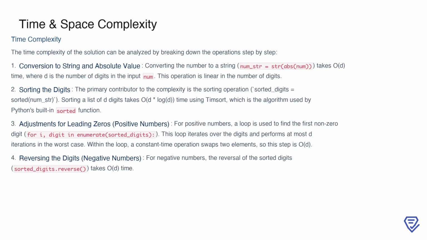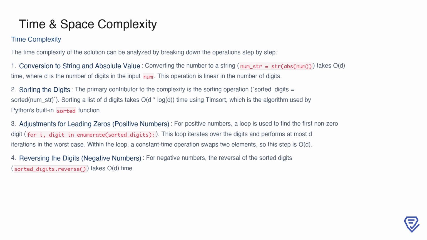To analyze the time complexity of this solution, we can break it into distinct steps. First, converting the input number to its string representation and taking the absolute value of the number is a straightforward operation that takes O(d) time, where d represents the number of digits in the number. This is because each digit is processed once during the conversion. Next, the sorting operation, which is the most computationally expensive step, is performed using Python's built-in timsort algorithm. Sorting the list of digits takes O(d log d) time, as timsort is designed to handle sorting operations efficiently.